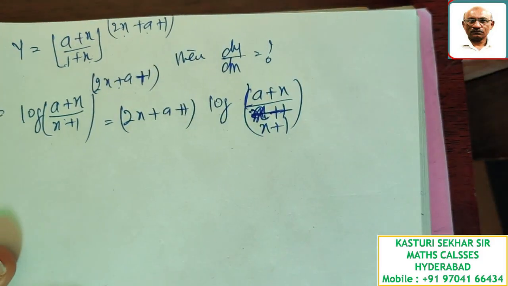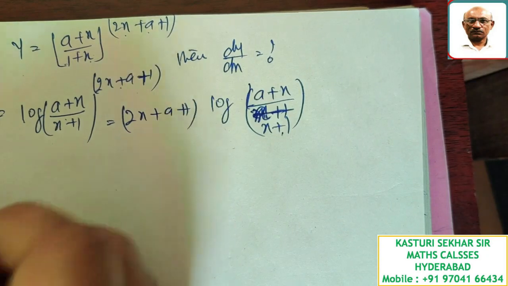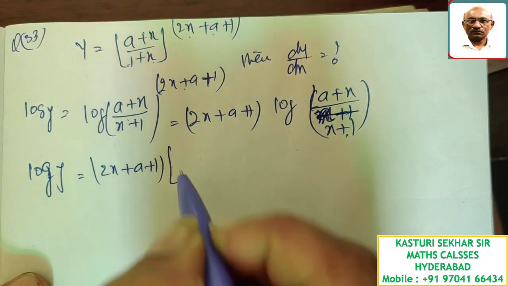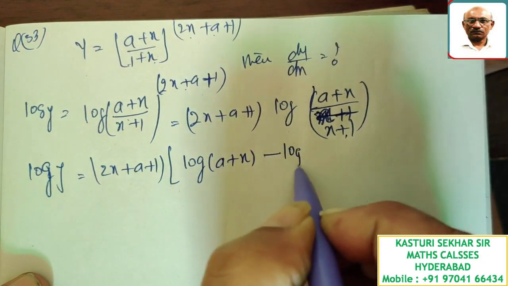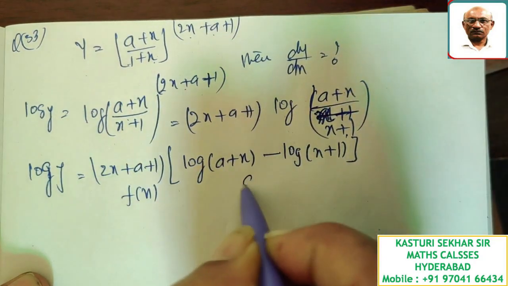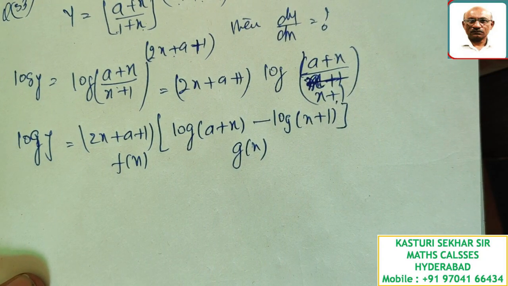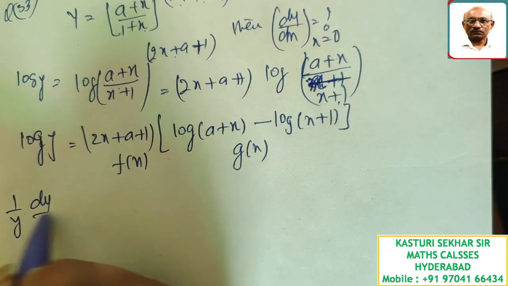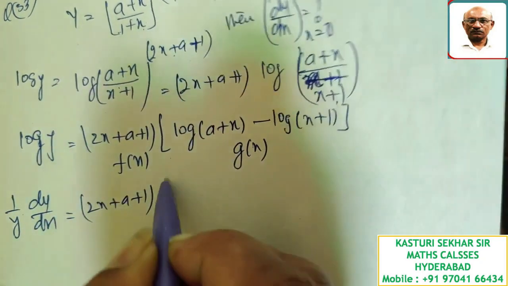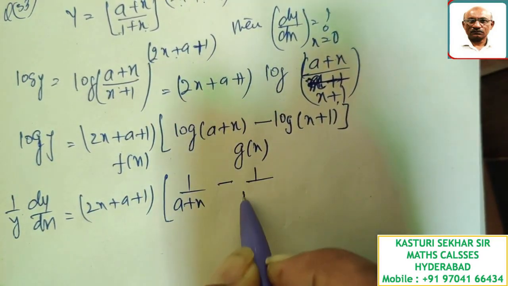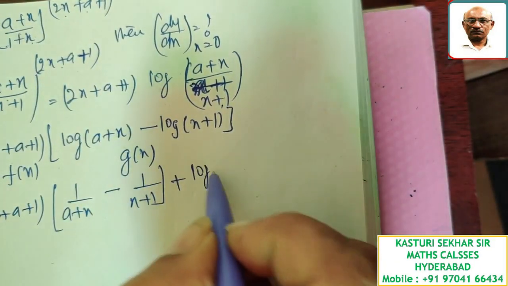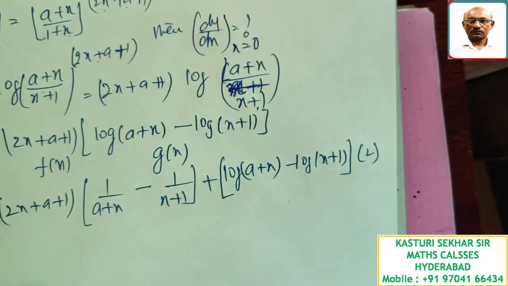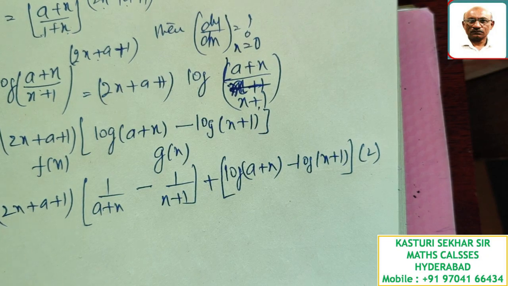This is x plus 1. Log a by b can be written as log a minus log b. Log y is equal to 2x plus a plus 1 into log a plus x minus log x minus 1, x plus 1. This is f of x and this is g of x. So 1 by y into dy upon dx is equal to 2x plus a plus 1 log f of x, 1 by f of x, 1 by x plus 1 plus, x derivative 2, a is a constant, constant derivative 0, 1 is a constant, 1 derivative 0.